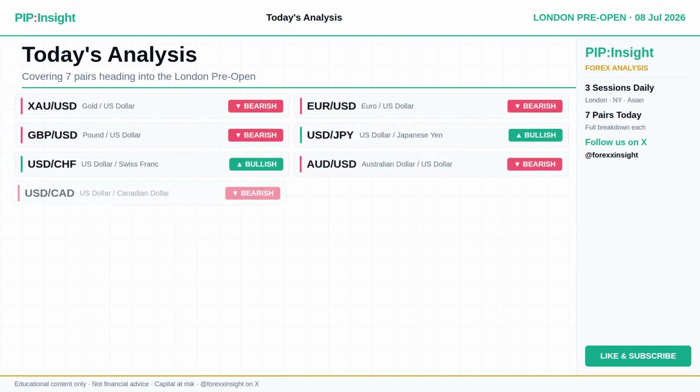Here is today's London pre-open chart analysis. Pairs showing bullish structure: dollar yen, dollar Swiss. Pairs showing bearish structure: gold dollar, euro dollar, pound dollar, Aussie dollar, dollar Canada. Full chart breakdown for each pair coming up now.